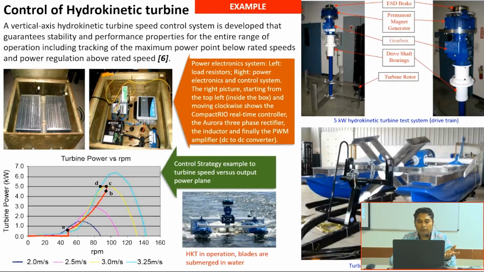So similar types of things. This is another control of a hydrokinetic turbine. You can see this is a vertical axis H-type turbine. So this is the real one. You can see the drive shaft bearing is here, and here is the gearbox, and at the end is the generator. So far I have already told the sequence.